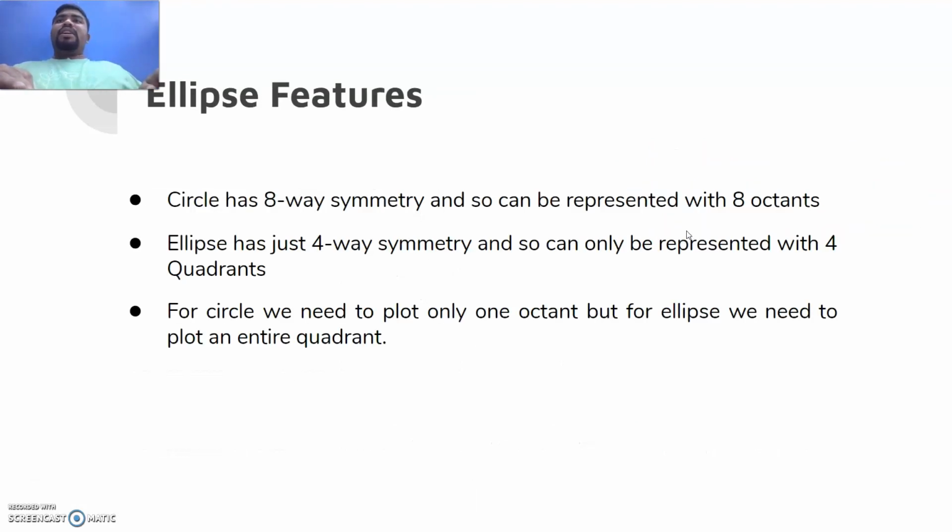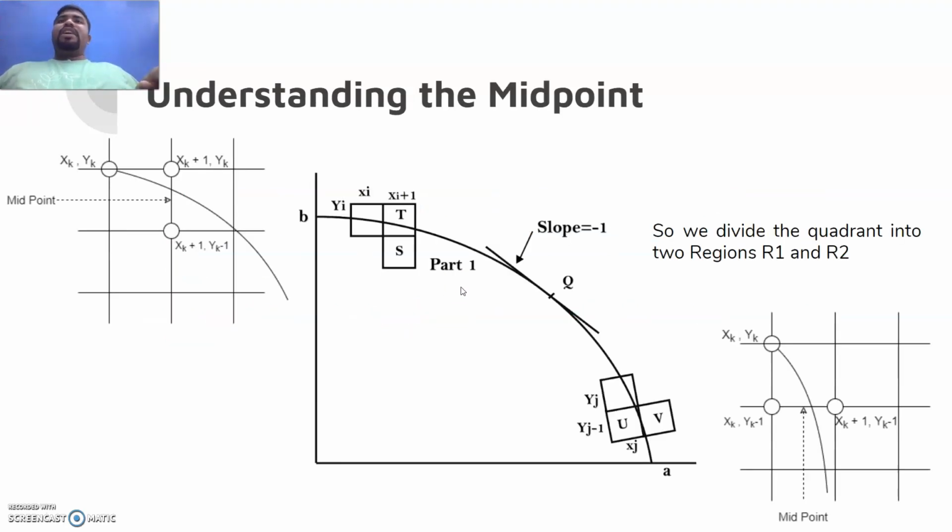Now let's see the features of ellipse. In the features of ellipse, you know that it is not like a circle. In a circle, we have 8-way symmetry, so we have 8 octants to represent it. But in an ellipse, we have just 4-way symmetry because the quadrants are symmetric but not the octants. So here we are going to work with respect to quadrants. We have to completely solve one particular quadrant to get the values for the rest of the quadrants. For a circle, we need to plot only one octant, but for an ellipse, we are going to plot an entire quadrant. So let's see how it works.